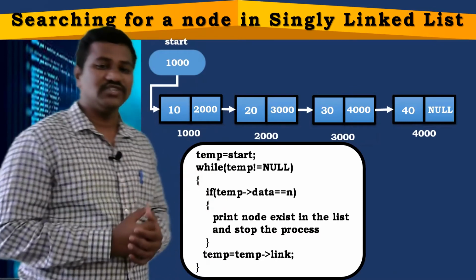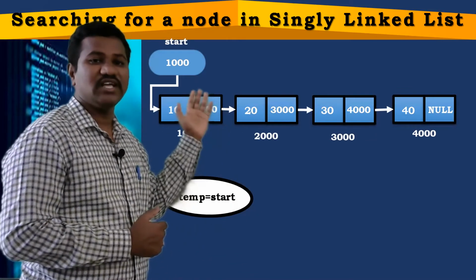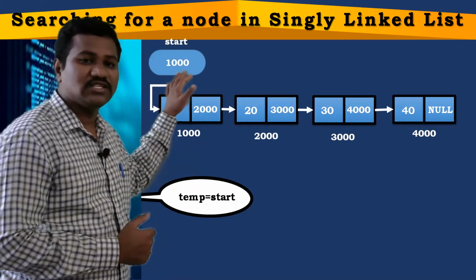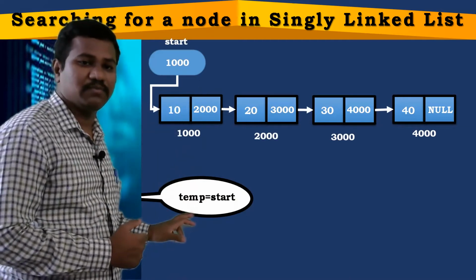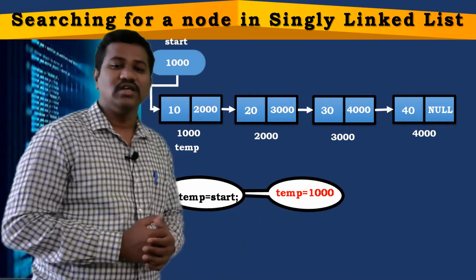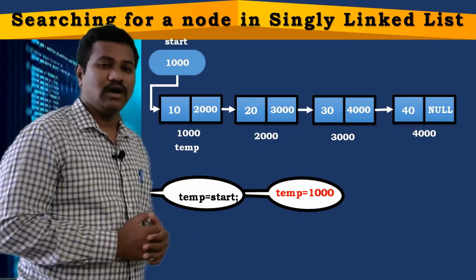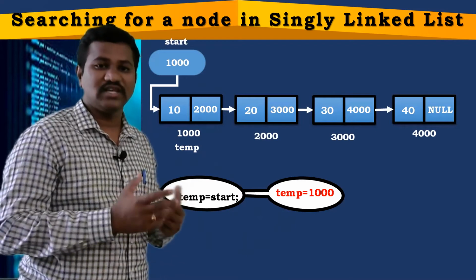Here the first instruction is: start is assigned to what? Start contains 1000, and this 1000 is going to be stored in temp. That means temp contains 1000. Temp is pointing to the first node, that is 1000.